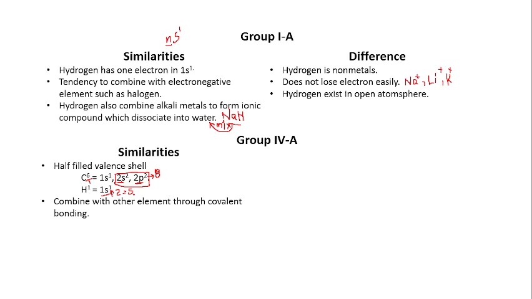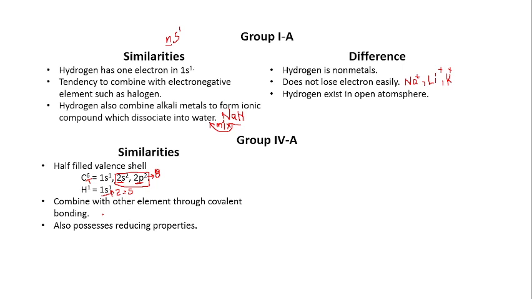The second similarity is combining with other elements through covalent bonds. Hydrogen and carbon can form covalent bonds with other elements. Is that clear? Third, both also possess reducing properties. Carbon and hydrogen both possess reducing properties.